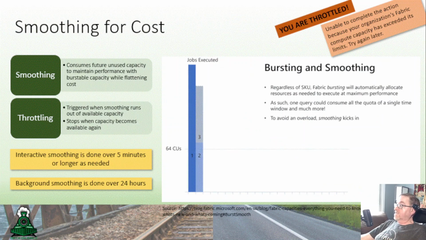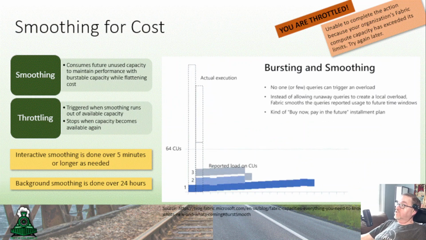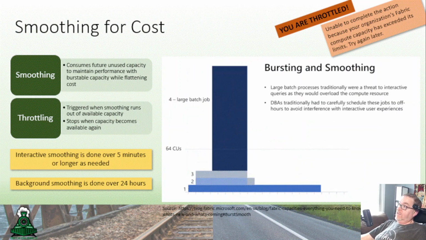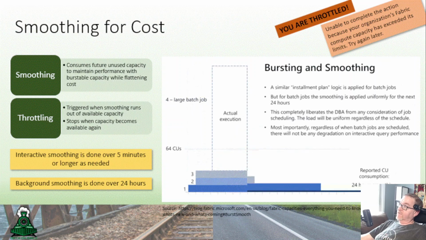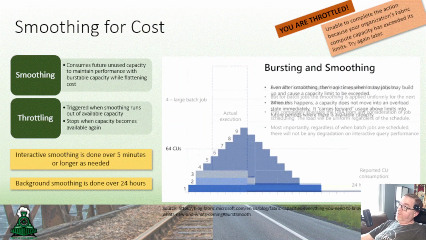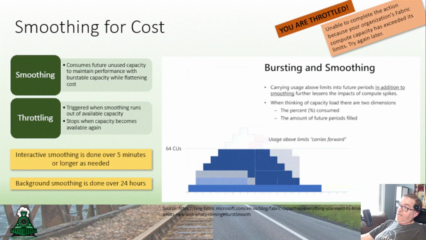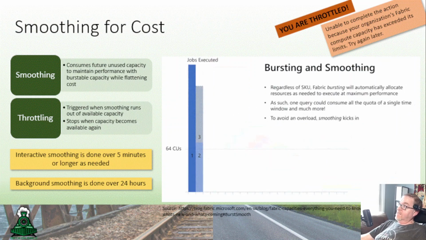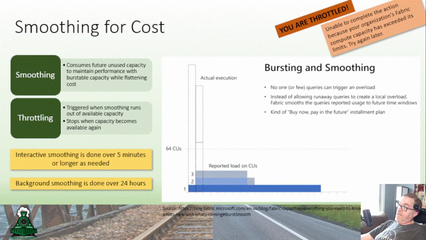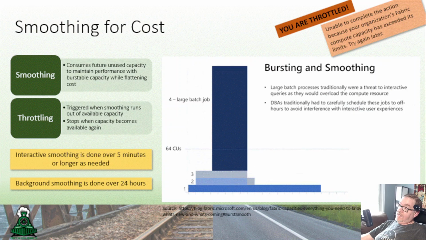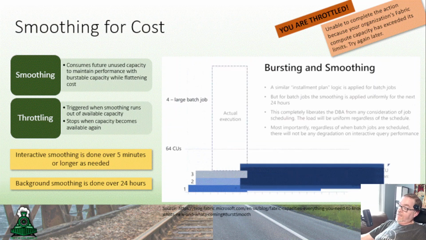That's just a guess these days. Be sure to try it out in your environment, look at capacity management tooling, and really understand how it affects what you're doing. And remember, it will tell you when you're throttled, and that is a good time to evaluate why and what you need to do to better handle the bursting and smoothing operations in your Fabric environment.